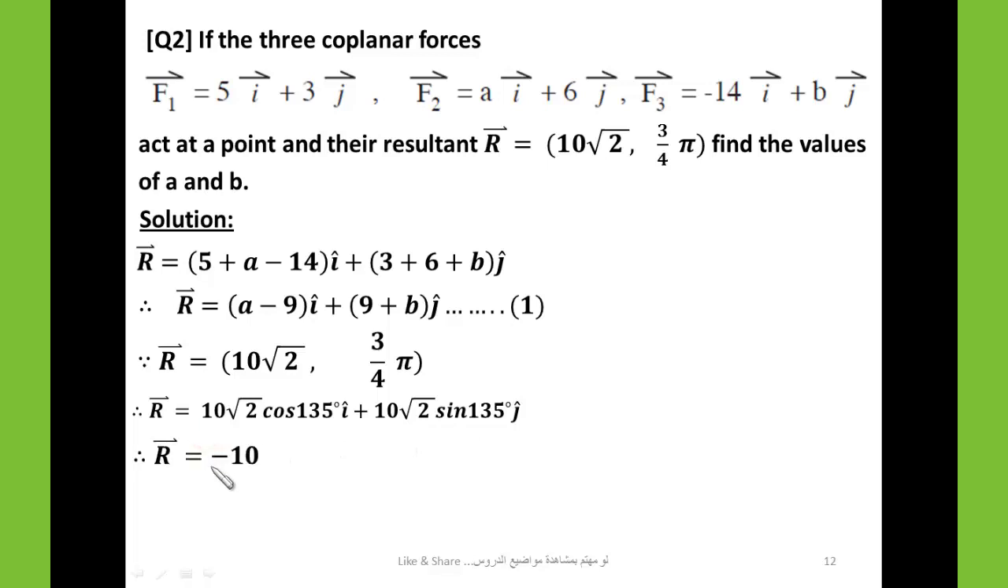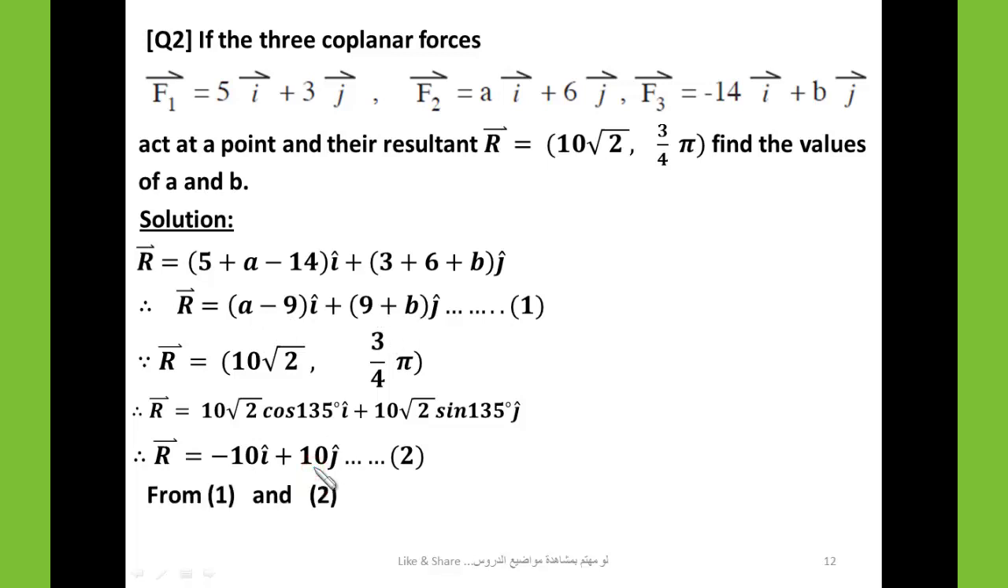And we simplify this. We have R equals negative 10i plus 10j, multiplying 10 root 2 by cosine 135, we got negative 10, and 10 root 2 sine 135 equals 10. From 1 and 2, and by comparing the coefficients of i and j here, we have a minus 9 equals negative 10, and 9 plus b equals 10.